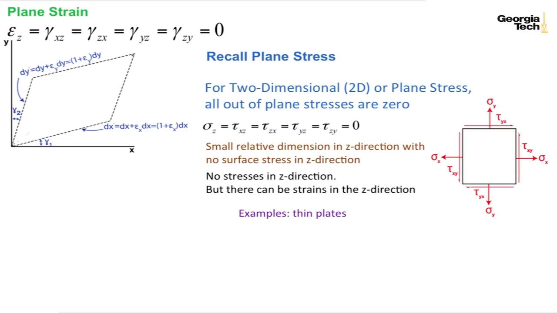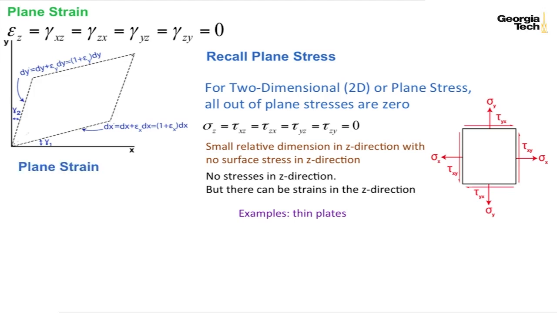Recall now back to when we did plane stress. This was the condition of plane stress. For plane stress, all the out-of-plane stresses were equal to 0, and that's shown here. And we said that we would have a small relative dimension in the z direction with no surface stress in the z direction. So there were no stresses in the z direction, but there could be strains in the z direction. And the example that we used was thin plates, something like the panels of an aircraft wing.